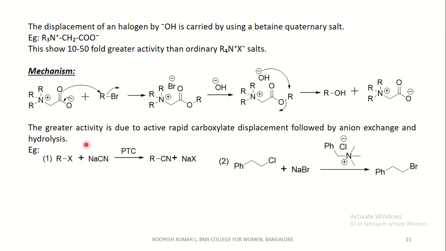The greater activity is due to rapid carboxylate displacement followed by an anion exchange and hydrolysis here. Coming to the example, alkyl halide reacts with sodium cyanide in the presence of PTC. You get an alkyl cyanide, which is the best example. Coming to the second one, phenyl ethyl chloride reacts with sodium bromide in the presence of a PTC, which is benzyl trimethyl ammonium chloride, to give the corresponding phenyl methyl bromide.